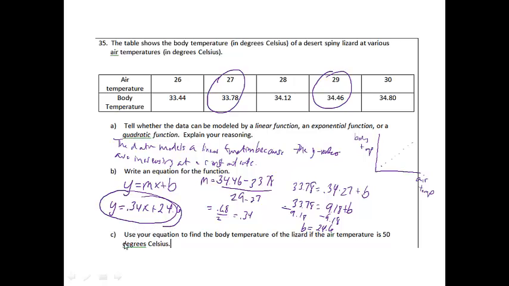All right, and then part C, use your equation to find the body temperature of the lizard if the air temperature is 50 degrees Celsius. So now I'm going to use my equation. 0.34x is the air temperature, and so I'm going to put 50 in for my x and plus 24.6. When I do that, I come out with 41.6, and I need to decide how am I measuring it. If I'm talking about body temperature, it says it's in degrees Celsius, so my units would be degrees Celsius.